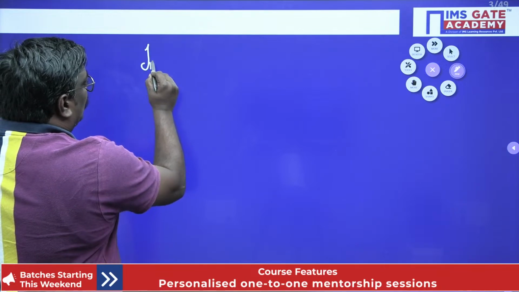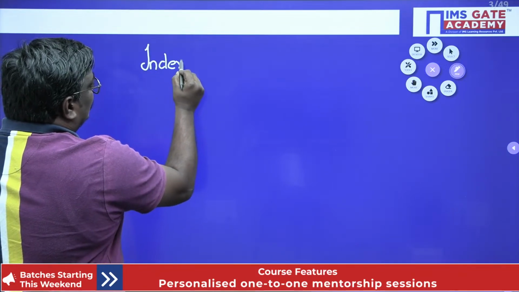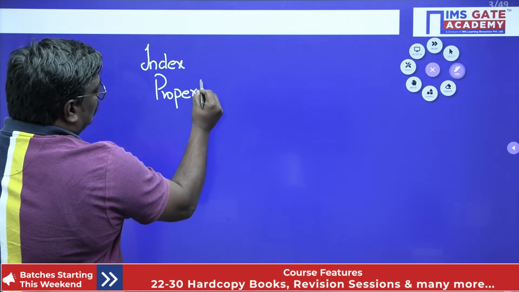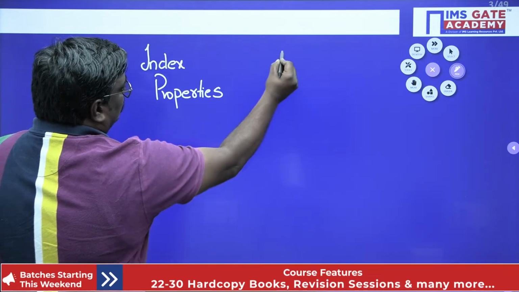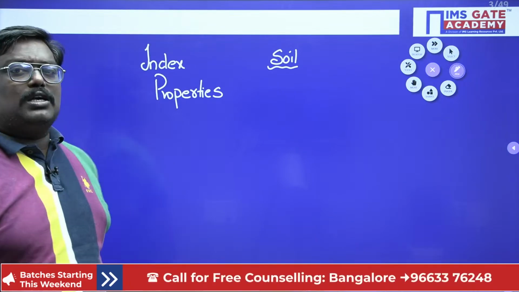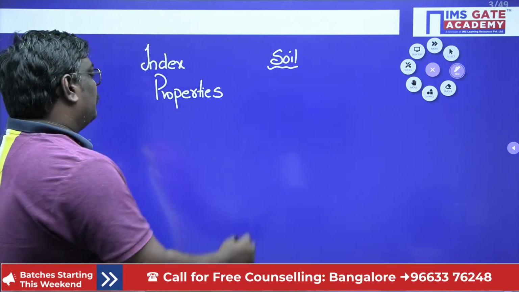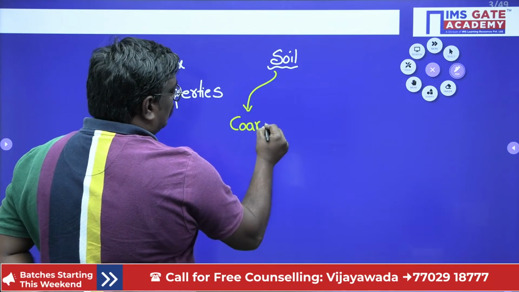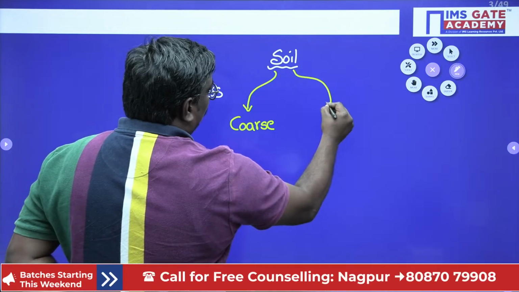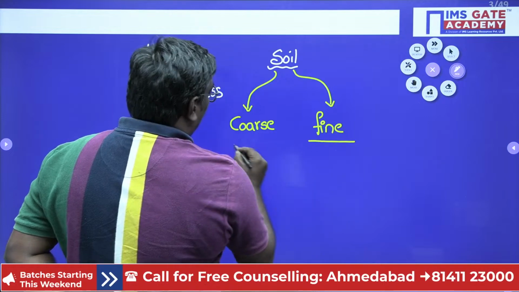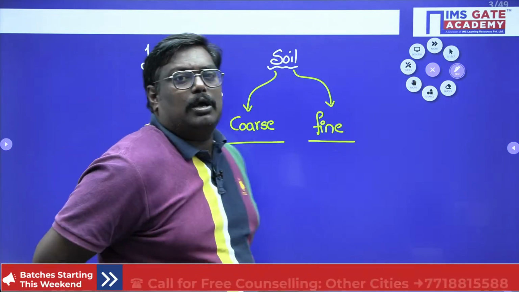Now see students, when I talk about the index properties, broadly we classify the soil into two parts. What are the two parts? The one is the coarse grained, and the other one is the fine grained soils. So when I talk about the soil, we talk either about coarse grained or fine grained soil.